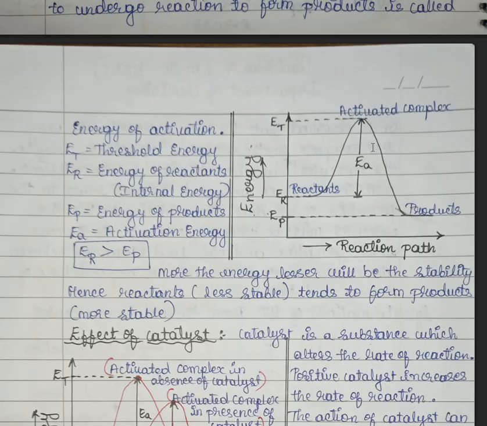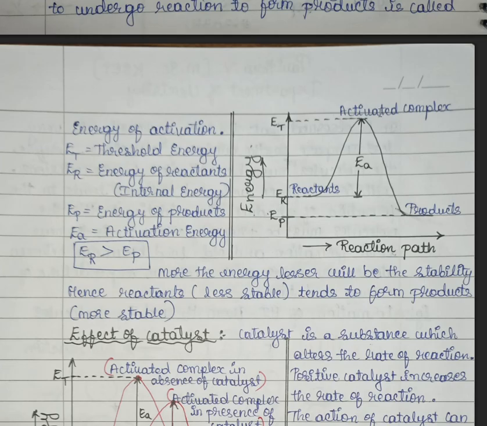You can see in the energy profile diagram here, we are plotting a graph of energy versus reaction path in which reactants have a higher energy than the products. This is the pattern in which reactant should have a higher energy than the product, because the more the energy, the lesser will be the stability. Product should have less energy to have more stability.